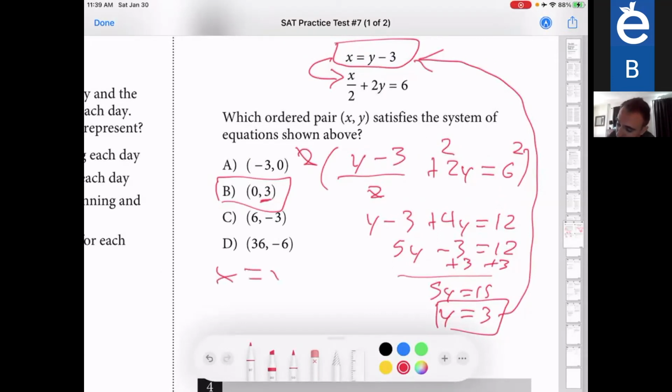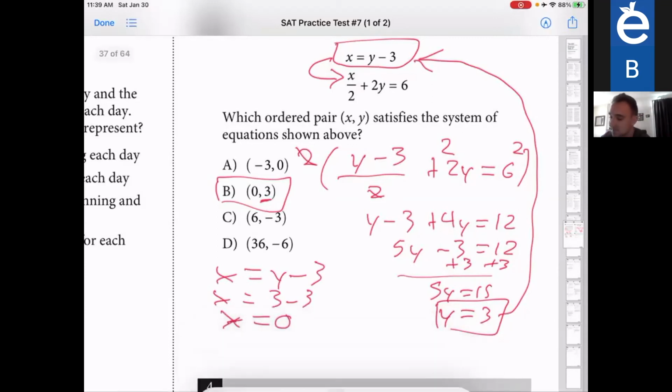X is equal to y minus 3. Plug in a 3. I get x is equal to 3 minus 3. Yep, x is equal to 0. That's true. That makes sense. B is your answer.